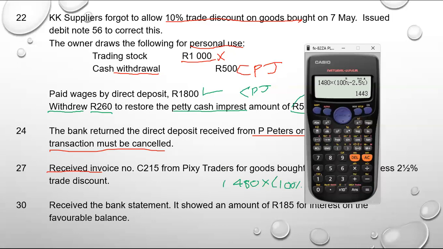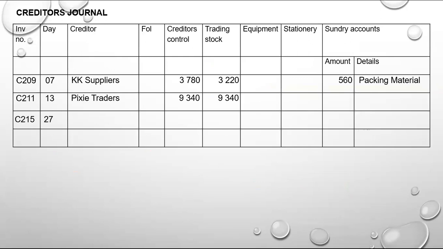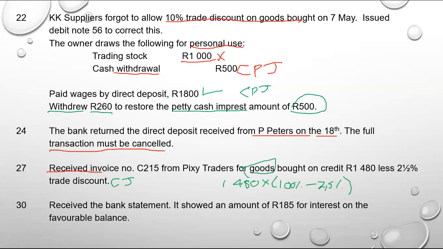We'll record them because we bought goods on credit, okay? It goes to the CJ, creditors journal. We bought goods. So they told you what we bought. Goods is trading stock. So be careful, because if you bought equipment, we're going to write it under equipment. Because we bought goods here, it'll be recorded under trading stock in the CJ. All right. Now the last one. Whew, it's been a while.